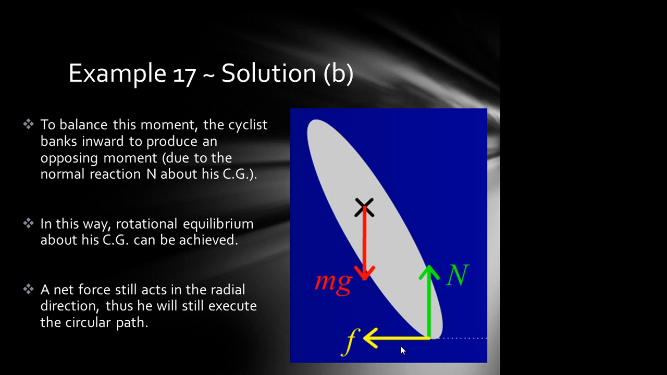So this is the CG. We'll take moments from that point. The normal force, according to this diagram, does it provide a moment? Yeah, it provides a non-zero moment now. And does the frictional force provide a moment? Yep, it provides a non-zero moment as well. But they are in opposite directions. The normal force provides an anti-clockwise moment, and the frictional force provides a clockwise moment. So these two must somehow balance.